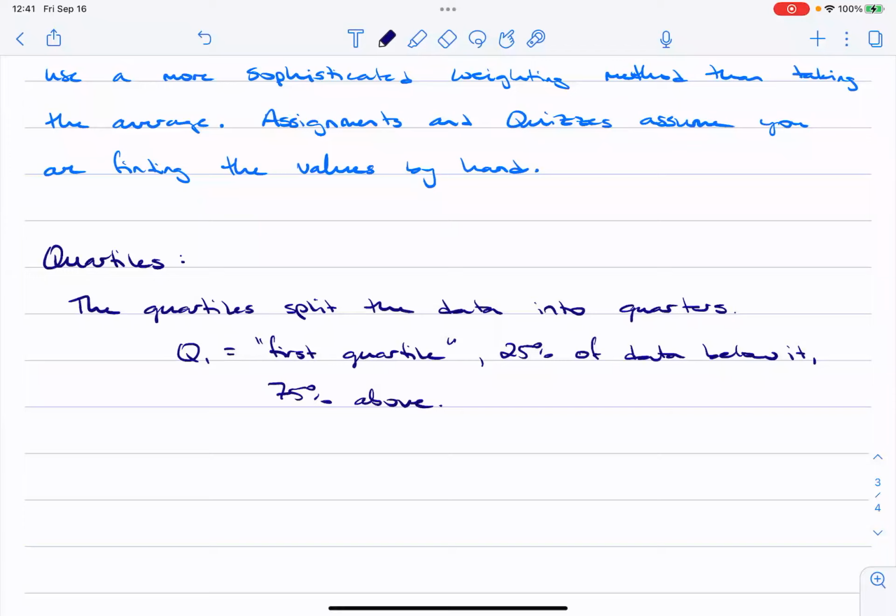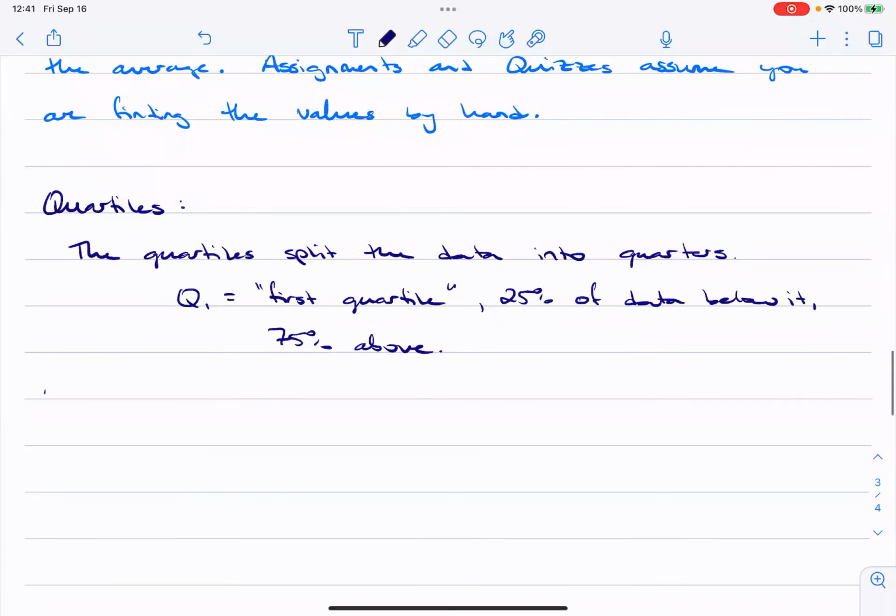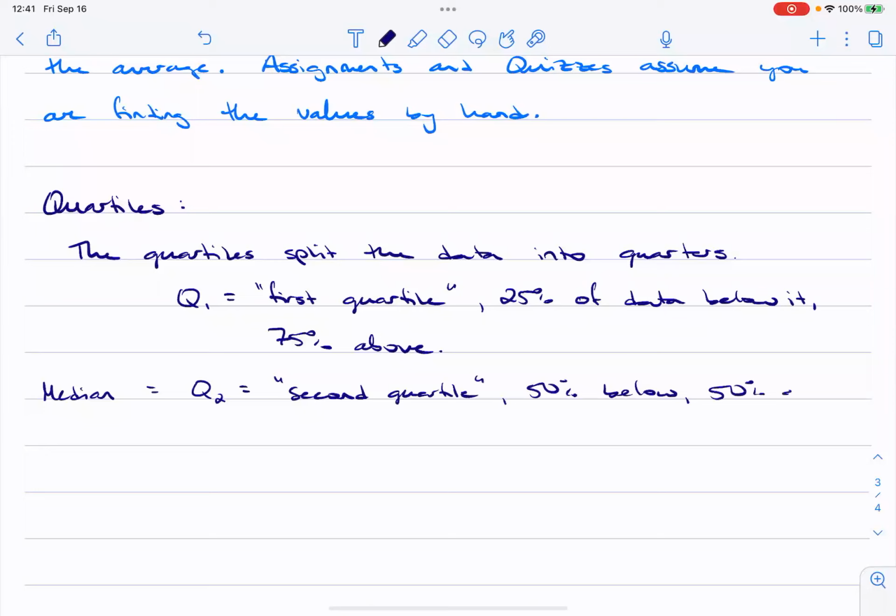All right, if we think about quarters, the median is usually what I call it, but the median is Q subscript 2, right? Q2 is the second quartile. I'll never call it that, but it's nice to remember that they're the same. The second quartile has 50% below, 50% above.